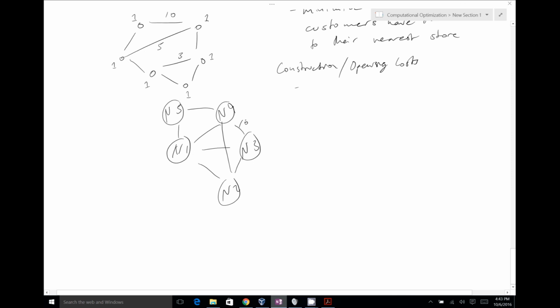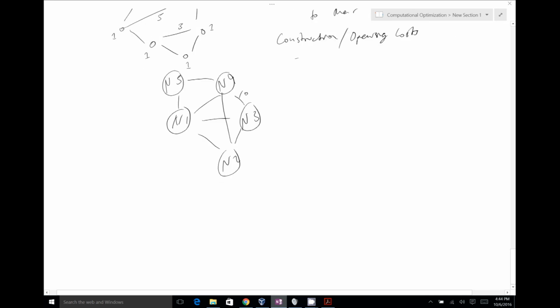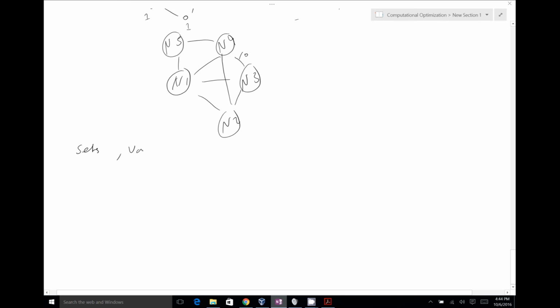Help me try to construct an integer program to decide where to open a Walmart store. What are the pieces of an integer program? I need some sets, some variables, an objective function, and some constraints. So what are the sets here? Maybe nodes, and maybe arcs.